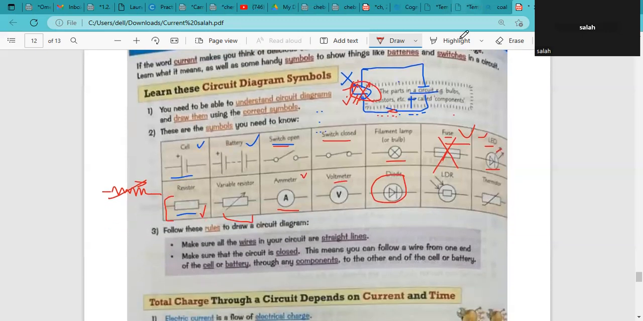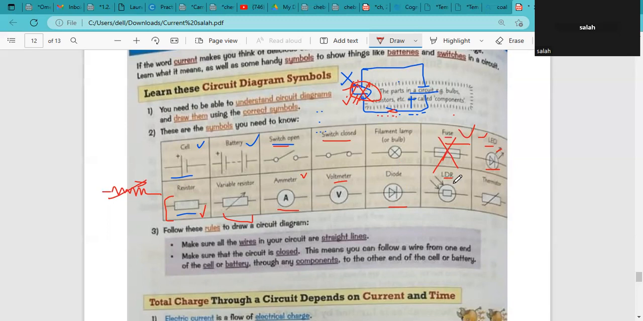And next we have diode. Just see the symbol of diode. We will discuss it in detail. LDR we have, light dependent resistor. It is basically a light sensitive diode, you can say. What's its purpose?